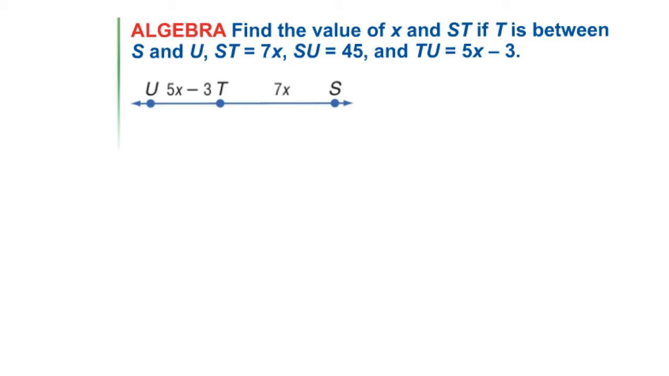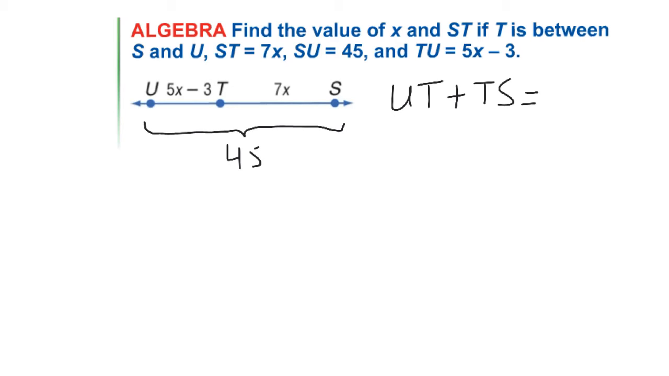The length of segment TS is 7x, but we also know that the entire segment US is equal to 45 units. So now the equation I can write is this: UT plus TS is equal to US. And now let's substitute. I can replace UT with 5x minus 3.